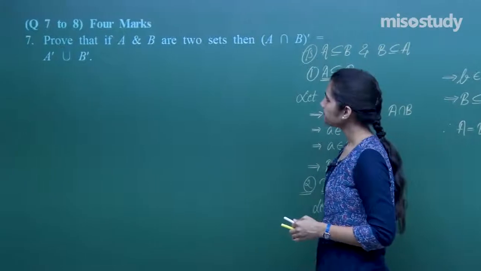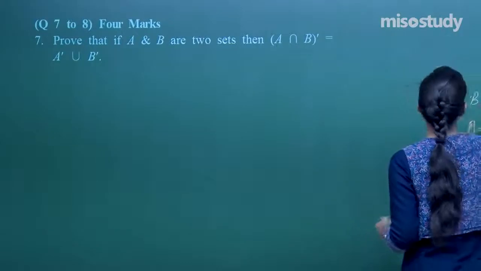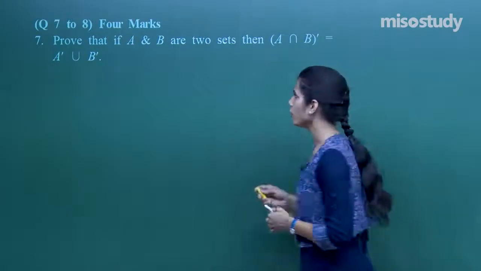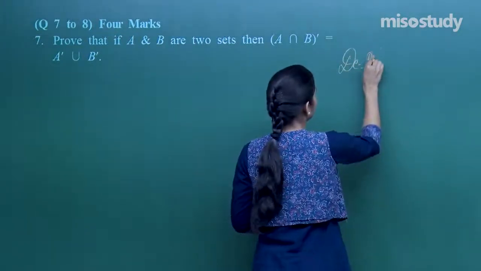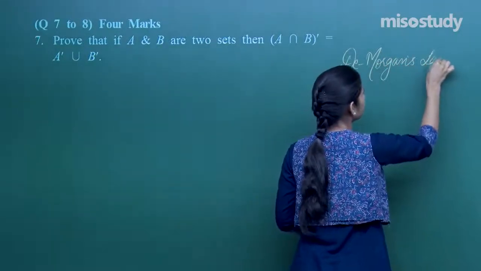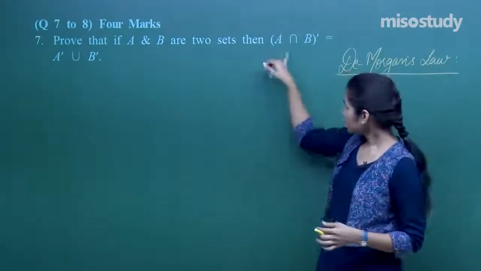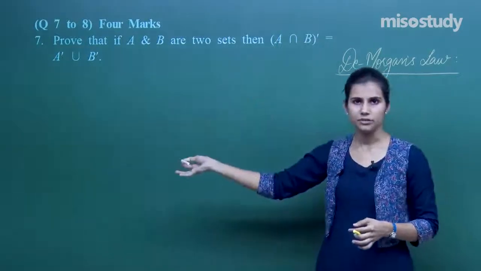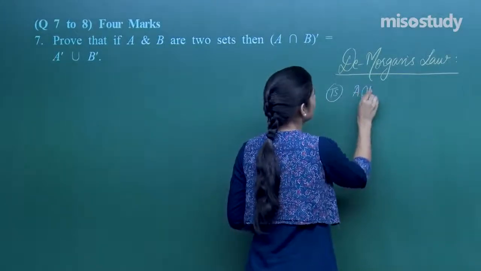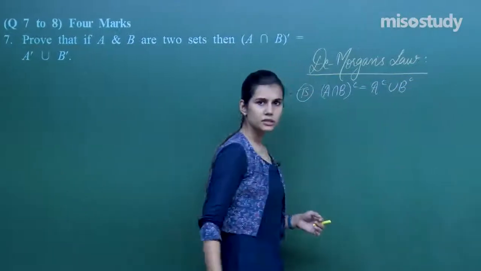Next question we have: prove that if A and B are two sets, then A intersection B whole complement is A complement union B complement. This is utterly important. You know which theorem this is, the De Morgan law. There's another law, that proof is not being asked over here. It's A union B whole complement is A complement intersection B complement. Right now we have to just show A intersection B whole complement is A complement union B complement.